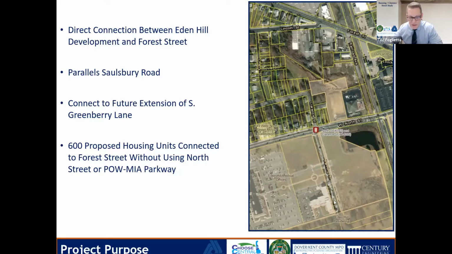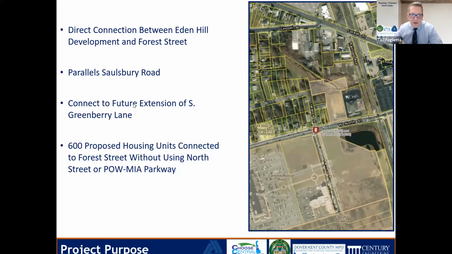The idea is to provide a connection from the Eden Hill residential area south of Banning up to Forest Drive. Right now, in order for residents to do that, they've got to use a series of existing roads, and it's not really a direct connection to Forest. Making this connection from the current terminus of Clarence Street up to Forest parallels Salisbury Road, so it precludes the need for people to use Salisbury.